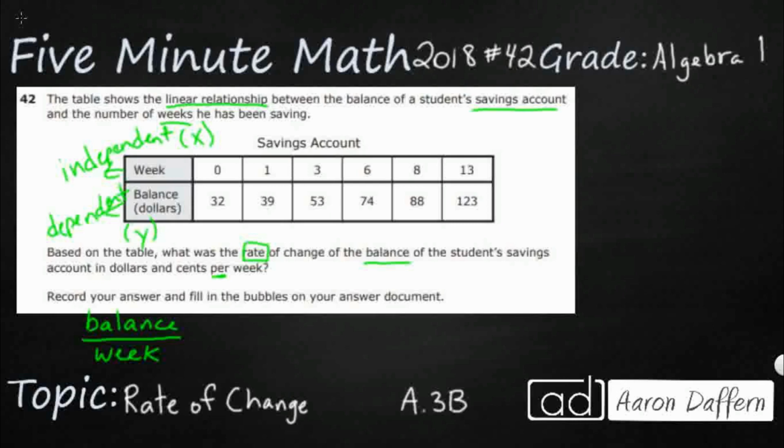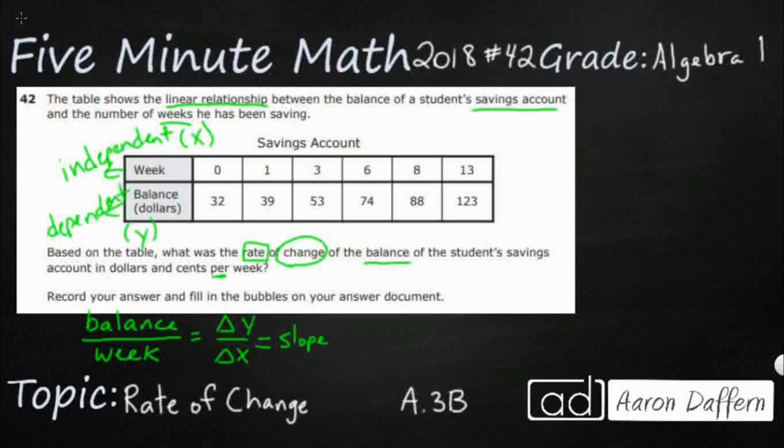And so we're looking for the change. That's the Greek letter delta. It looks like a triangle, but that's the change in my balance, which is my y, over my change in x, which is my week. And look at that, I'm just looking for a slope. If I were to graph this, I'd be looking for the slope.